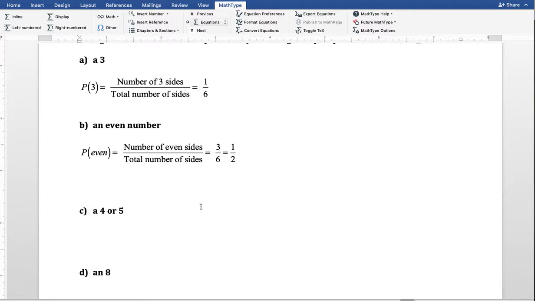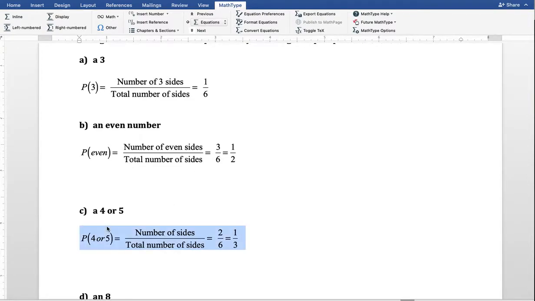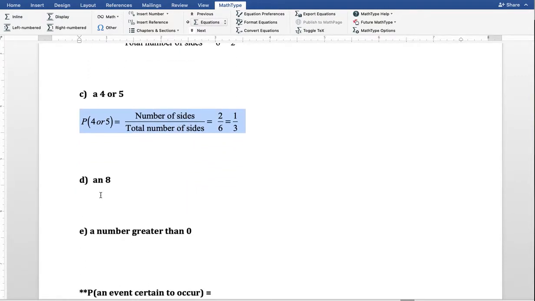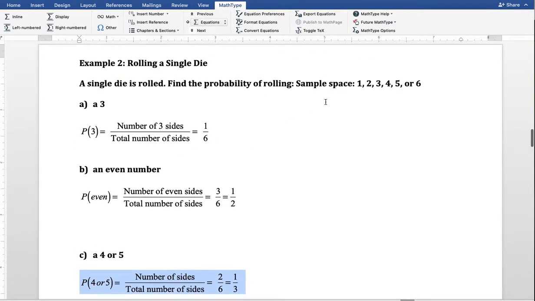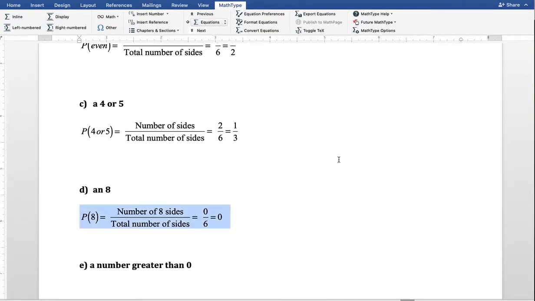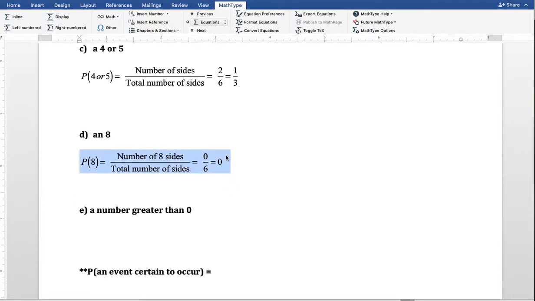Every single time when we're thinking about probability, it's the number of successful outcomes over the total number of outcomes. Probability of rolling a 4 or a 5. How many sides are 4 or 5? There's 2 out of 6, giving us 1/3. Rolling an 8. Well, if we go back, we don't have an 8 in our sample space. We can still do this probability, but how many sides are an 8? There are 0. Well, 0 out of 6 is 0. That's never going to happen. No matter how many times you roll a die, you will never get an 8.